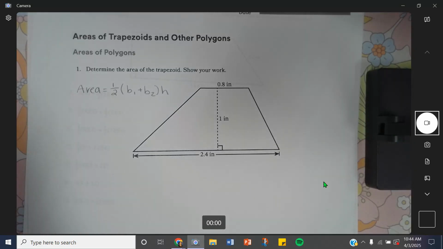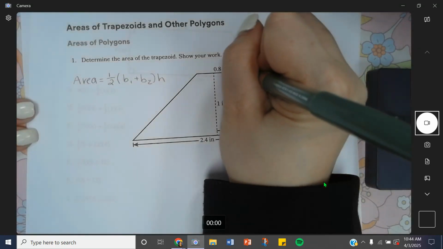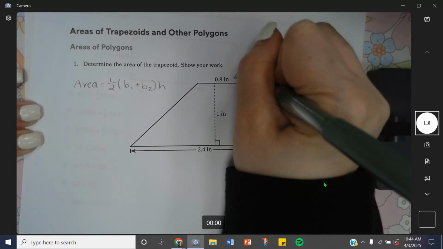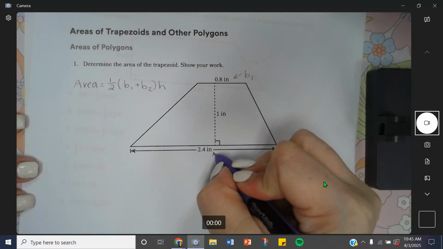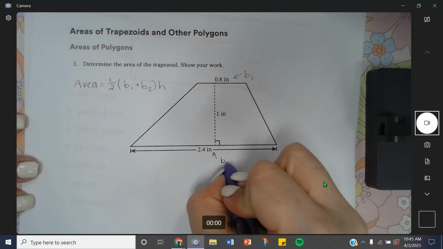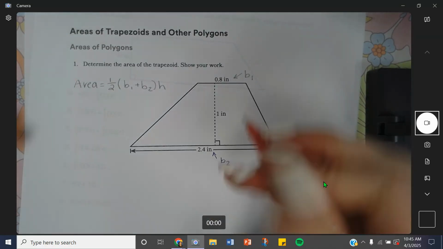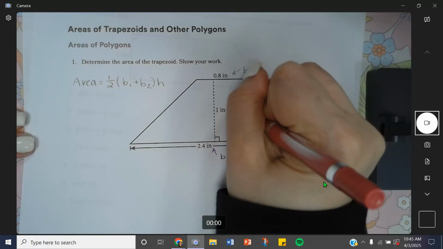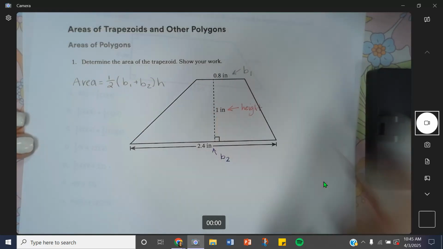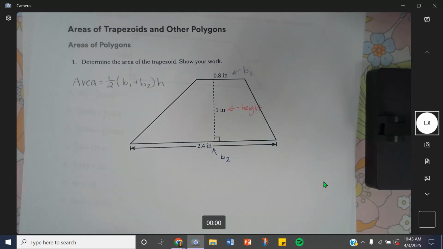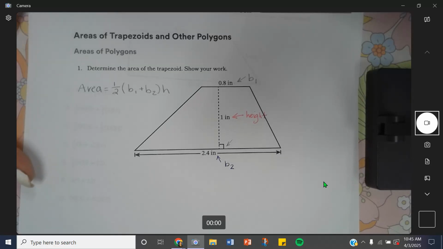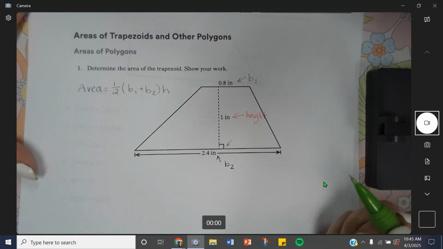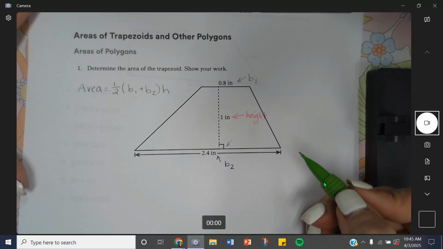So let's go ahead and label our bases and our height. I'm going to label this one as base 1. This will be base 2. And this will be our height. Notice here that we do have our right triangle within our trapezoid, and we can use this right triangle to help us determine one of the bases and especially our height.